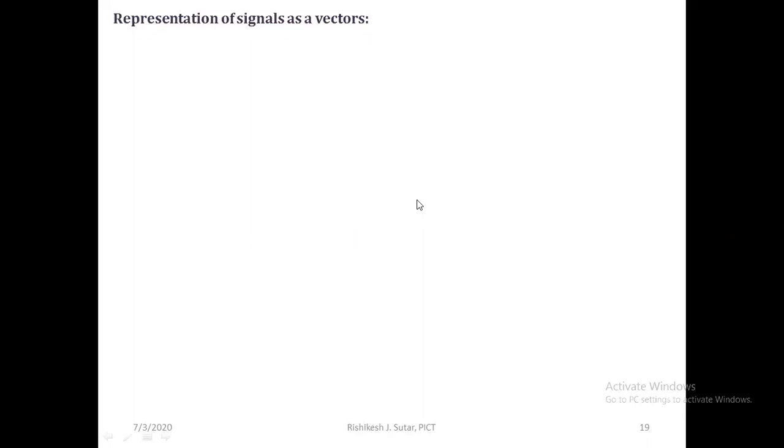Welcome to the session 6 of Unit 1 on digital signal processing. In this session, we will try to understand representation of signals as vectors, orthogonality, and concept of basis function.